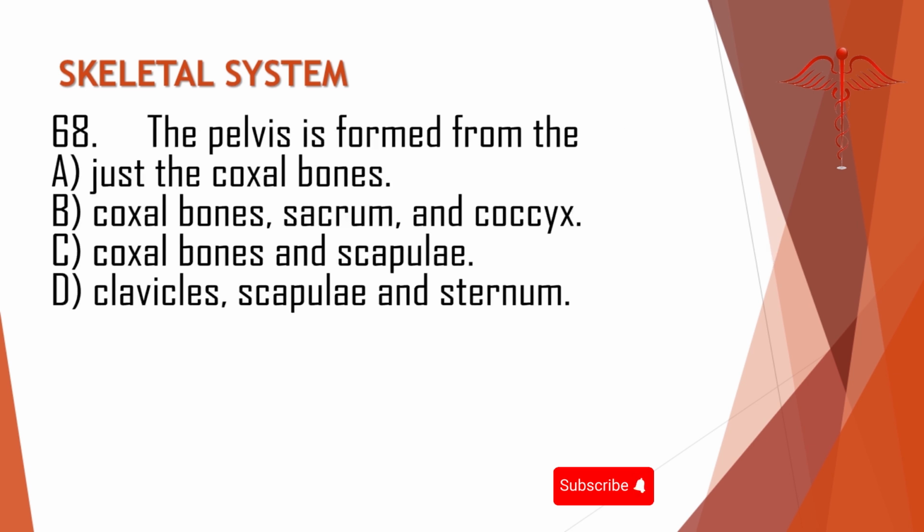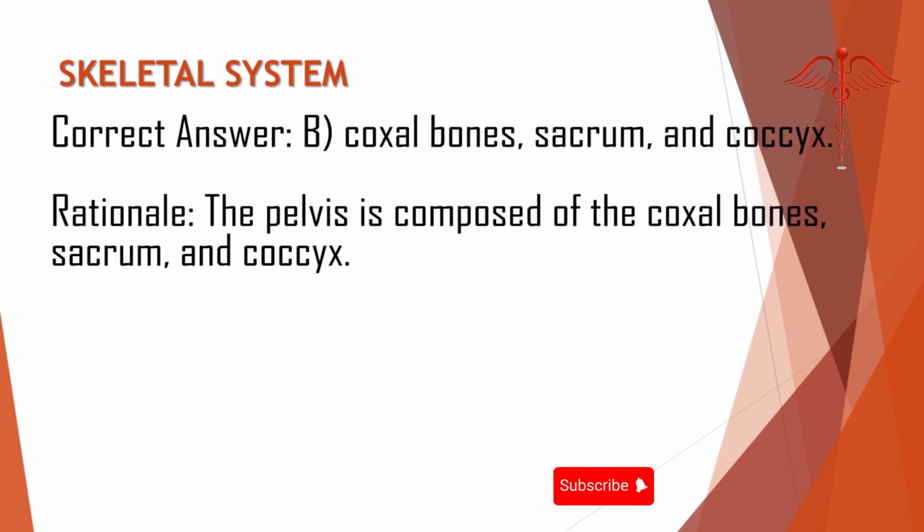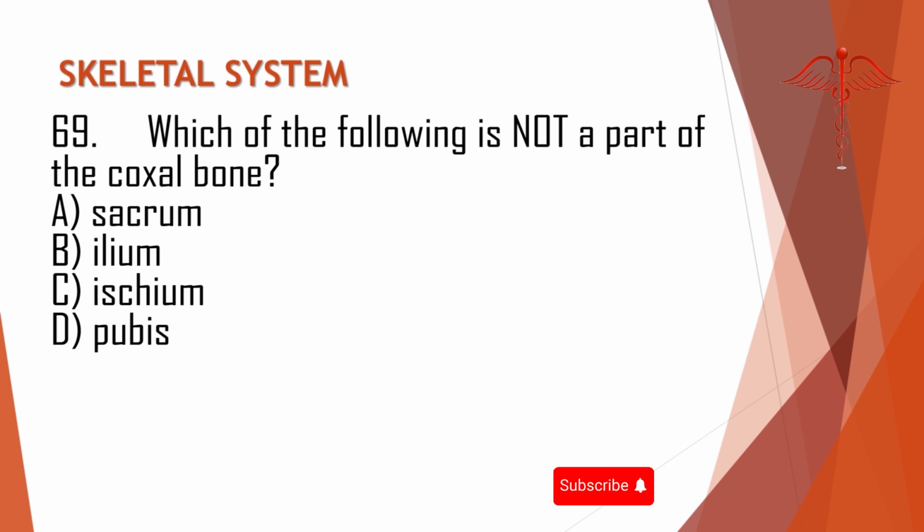68. The pelvis is formed from the A. Just the coxal bones, B. Coxal bones, sacrum, and coccyx, C. Coxal bones and scapulae, D. Clavicles, scapulae, and sternum. Correct answer: B. Coxal bones, sacrum, and coccyx. Rationale: the pelvis is composed of the coxal bones, sacrum, and coccyx.